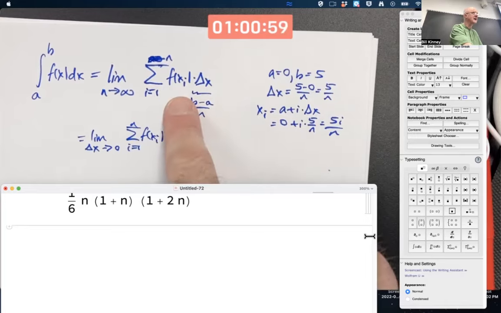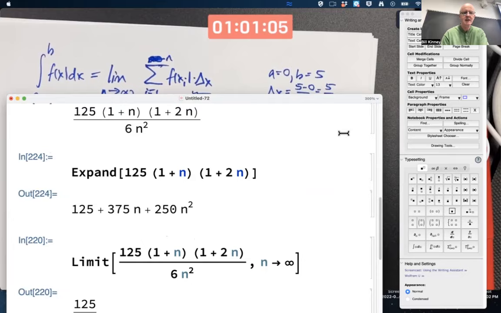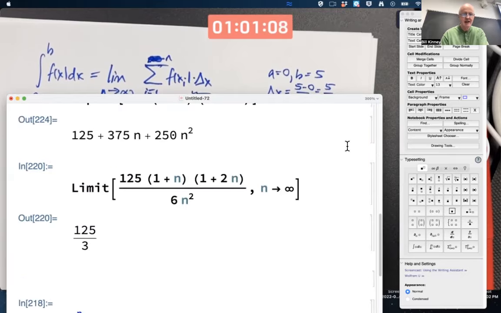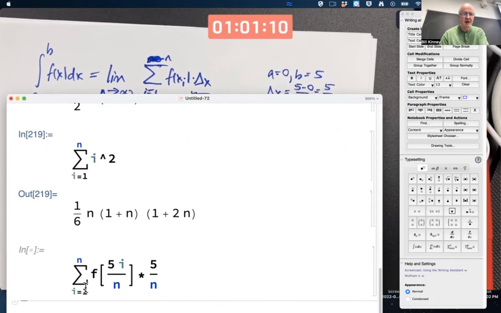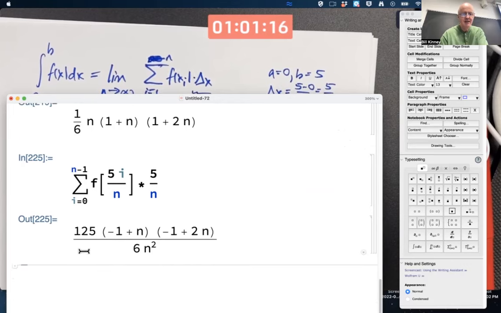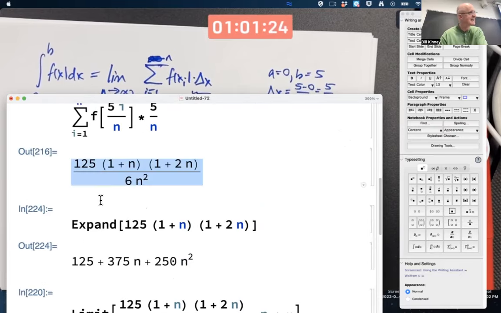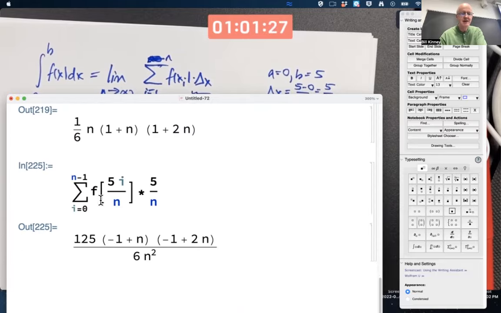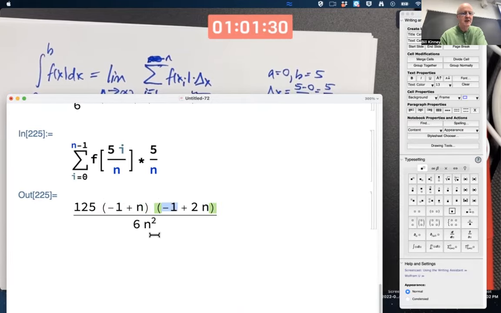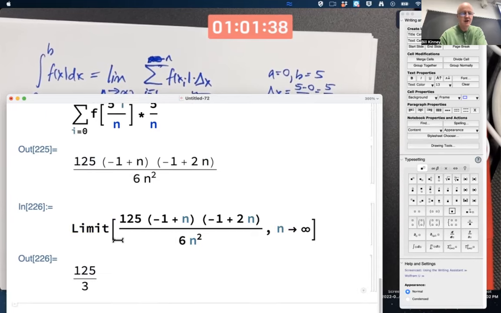Again, I did a right-hand Riemann sum. I could have done a left-hand Riemann sum. Technically, the summation would have been different. If I do this summation and let i go from 0 to n minus 1 instead of 1 to n, I do get a different answer here for the summation. This, take note of it, is different than this. There are no minus signs in that expression. There are minus signs down here. But the limit is still the same. Still 125 over 3.